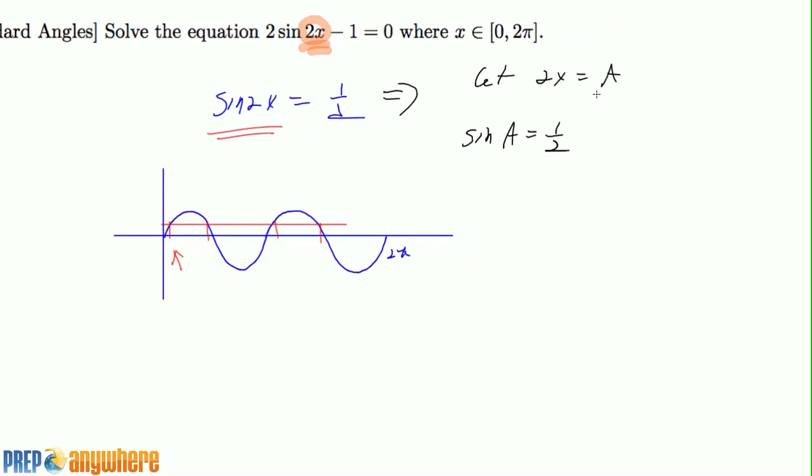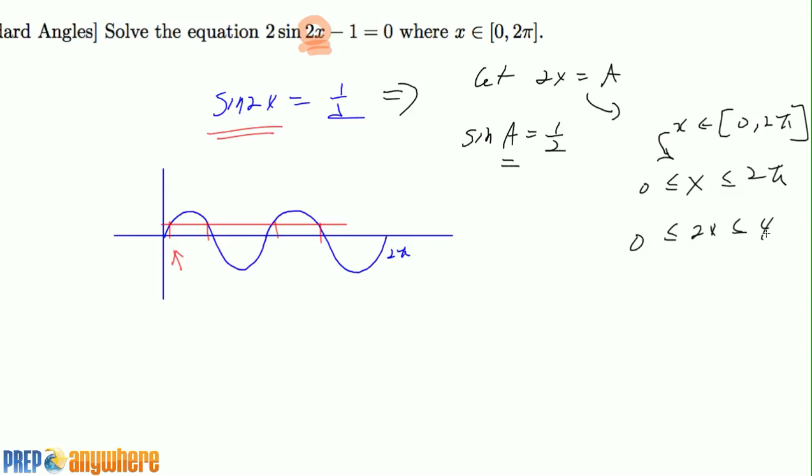Now, what we do now, x is between 0 to 2 pi, right? So I want to know my domain for a, not x. Now a is 2x. So right now in inequality it's basically this. This is the same thing as this, right? So if I want 2x, everything needs to be multiplied by 2, so you get 0 to 4 pi. In other words, a is between 0 to 4 pi.